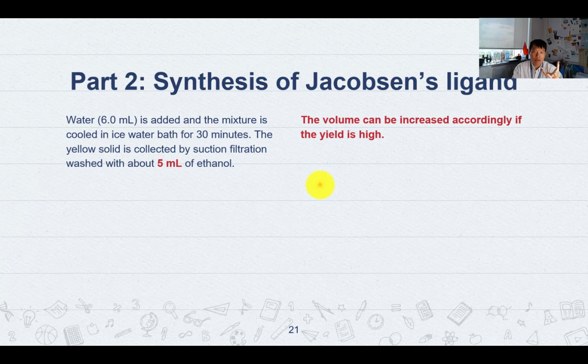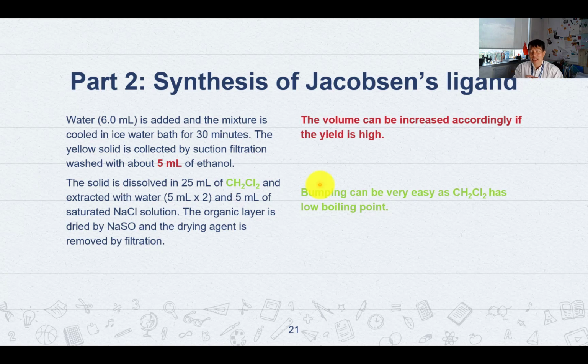Collect it using suction filtration. Wash with 5 ml of ethanol. And of course, you can have more ethanol wash if your yield is higher than usual. Then you dissolve this solid into dichloromethane. Extraction, right? Organic layers, sodium sulfate, Na2SO4, okay? Spot the mistake, Na2SO4. The drying agent is then removed by filtration.